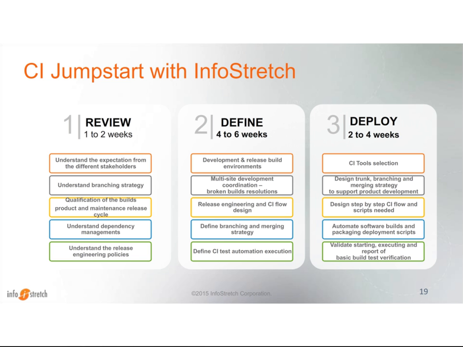The initial phase is about reviewing the requirements, understanding the expectations from different stakeholders like the engineering team, QA team, and release automation team, and understanding the different strategies. What is the strategy for qualifying the builds for production and maintenance release cycles? Understanding the different dependencies. So the whole review cycle is to strategize and come up with some kind of policies or tool sets that can be implemented during the definition and deployment phase.